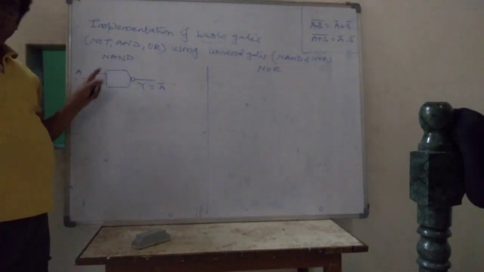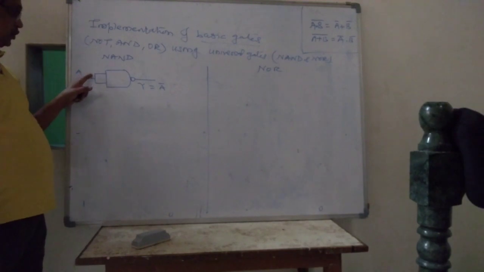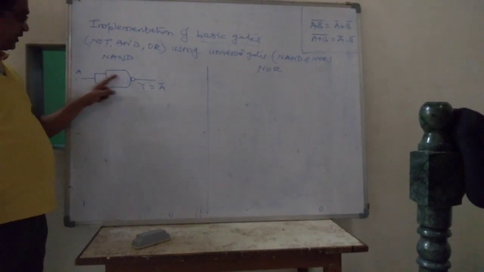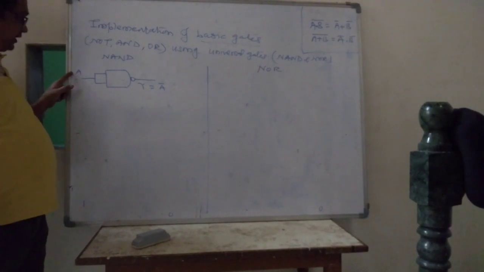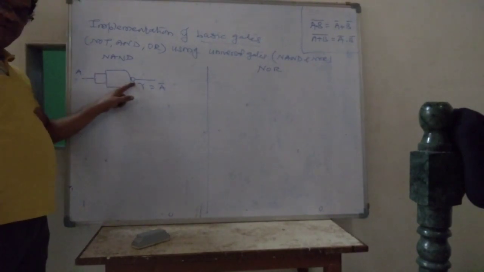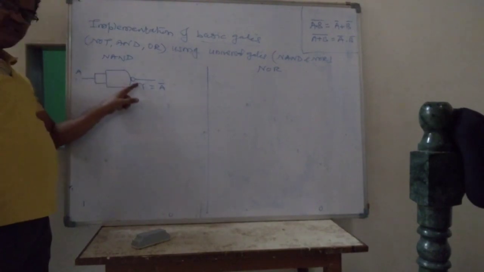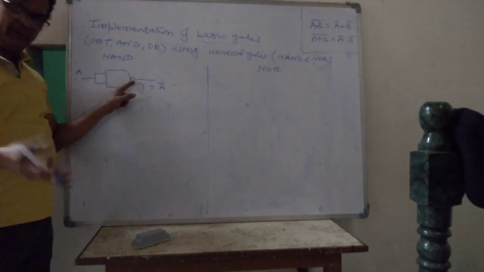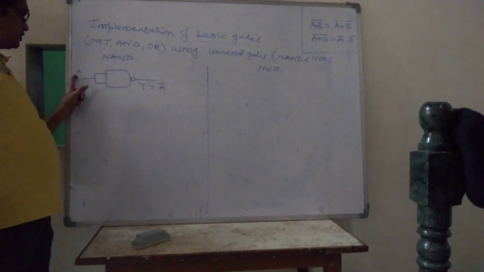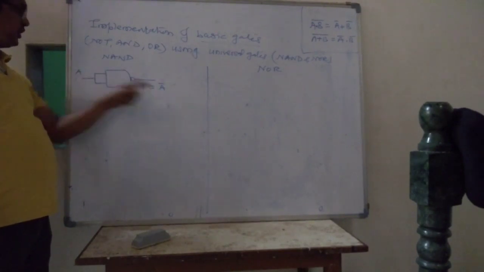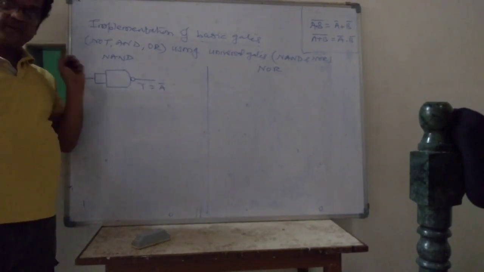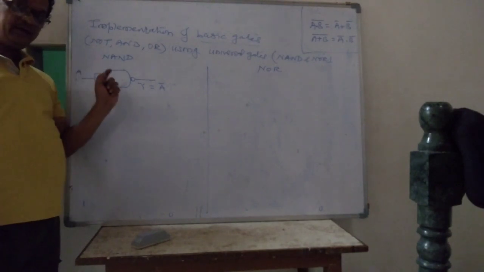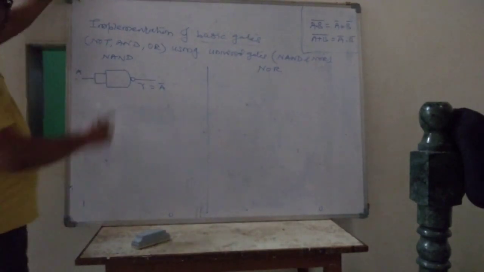I am using a NAND gate. I have shorted both the inputs of the NAND gate. The common input given is A. Since there is a bubble, it means inversion. The output is the inversion of the input, so this is the output of a NOT gate. Try to remember what the output of a NOT gate is: the complement of the input.